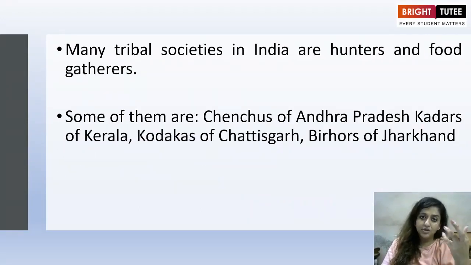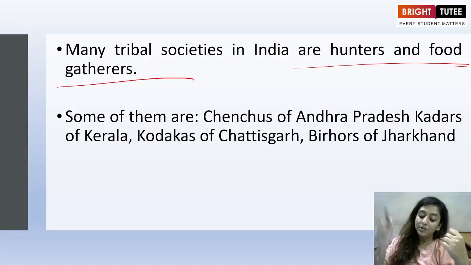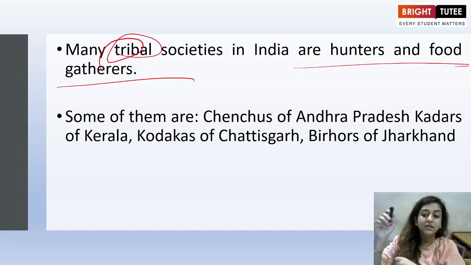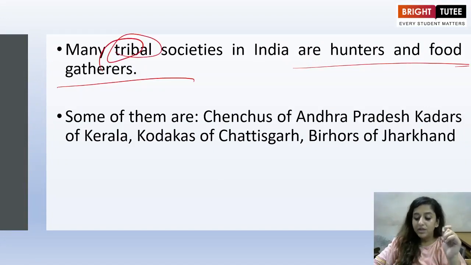Now, many tribal societies in India are hunters and gatherers. Some of them that have been talked about are the Chenchus of Andhra Pradesh, Kadars of Kerala, Korkus of Chhattisgarh, and Birhors of Jharkhand. That is how the hunting and gathering community, or hunting and gathering society, is described.